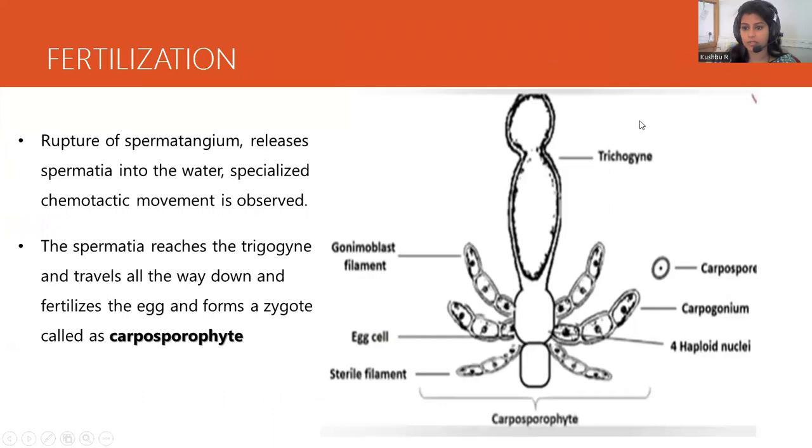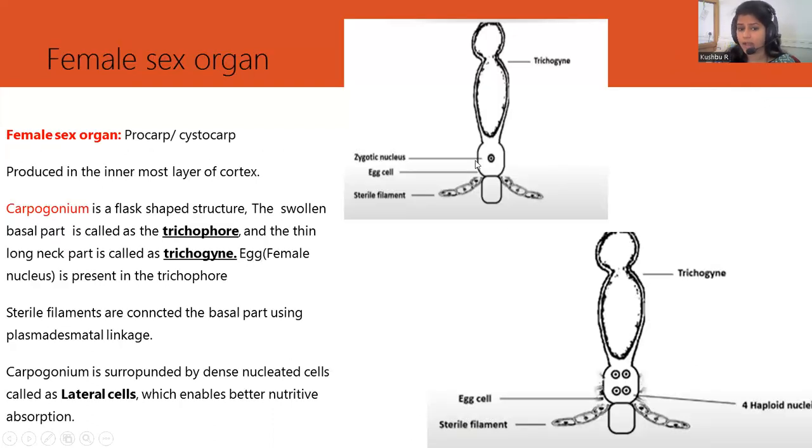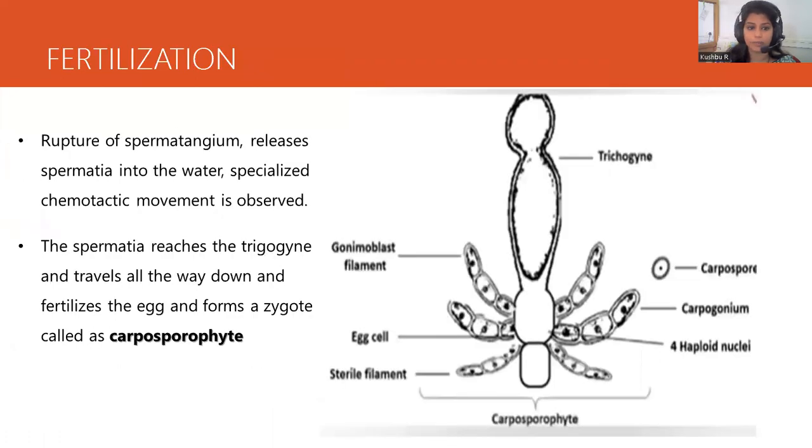The fertilization process is, as I told, where the spermatia reaches the female gametophyte, dissolves the topmost layer, travels down the area and fertilizes the egg cell, where the egg cell shows division, where 4 haploid nuclei will be produced, where these nuclei are expelled out for a set of favorable conditions, when they fall on a suitable substrate and develop into a new individual. Here, this carposporophyte is being produced as an end product of the fertilization.